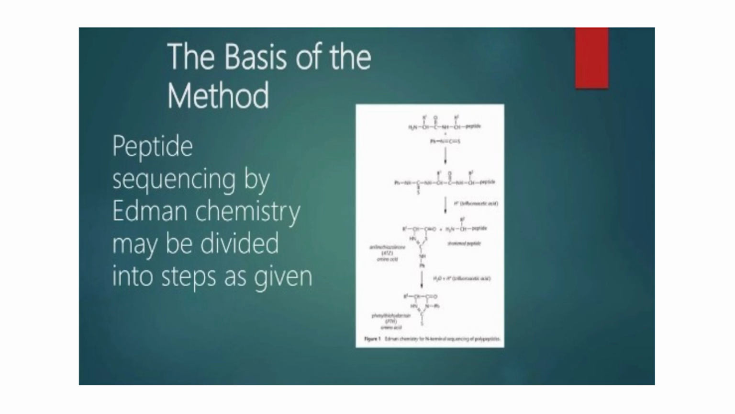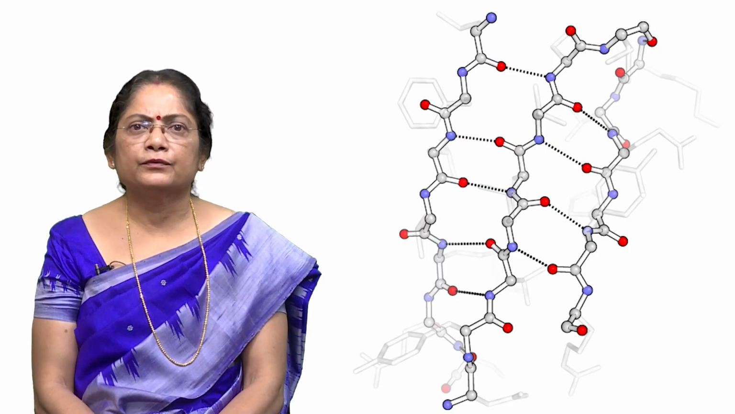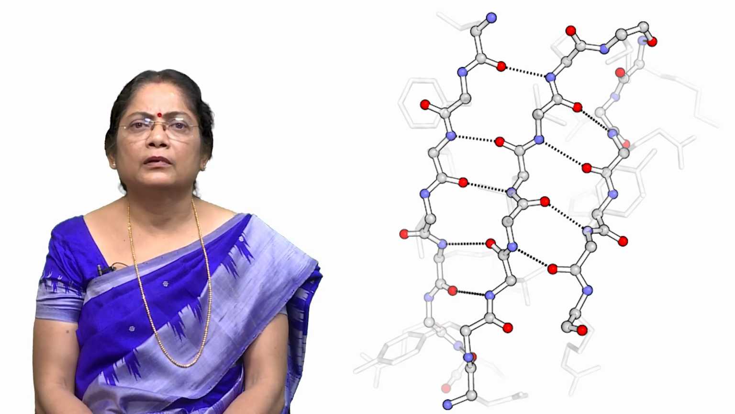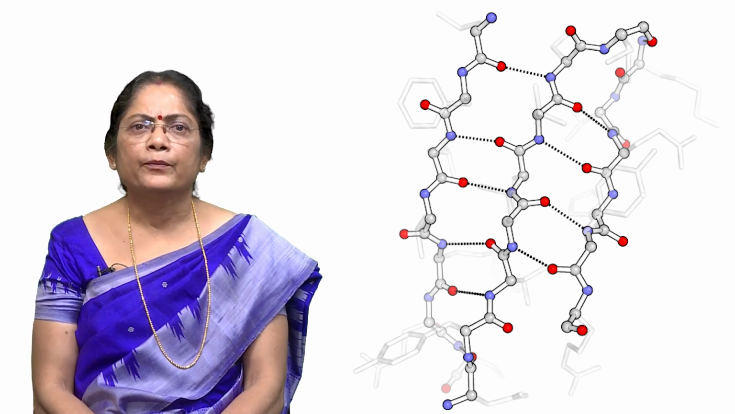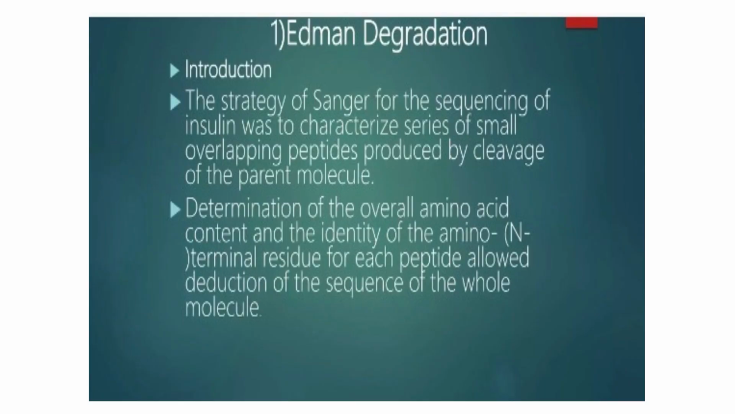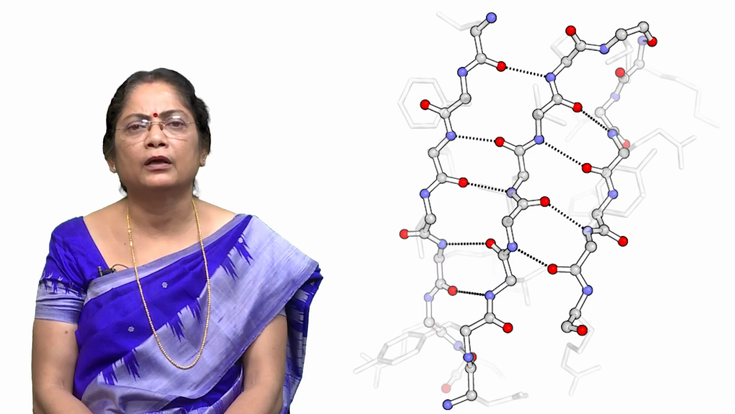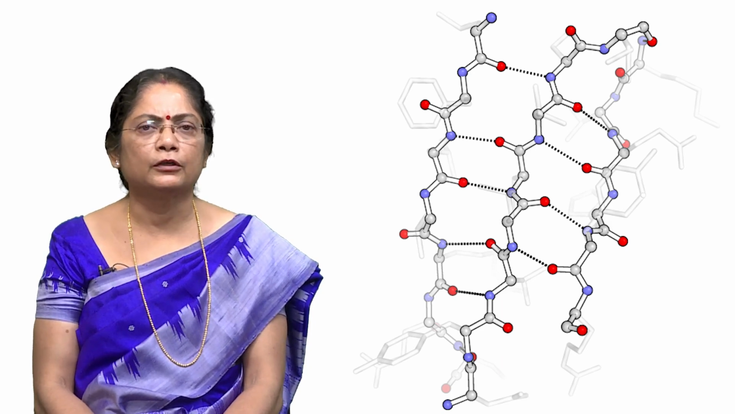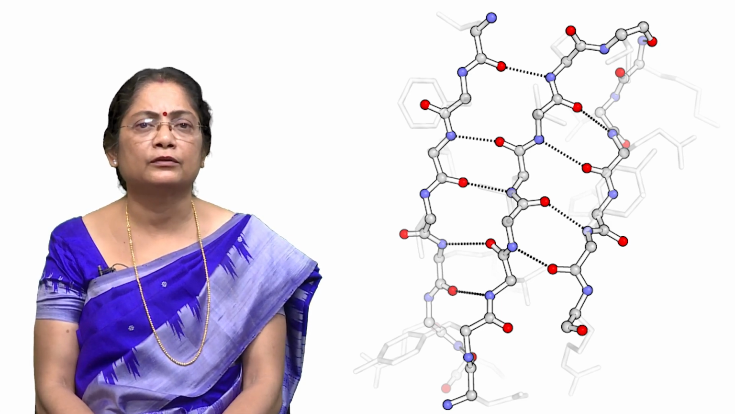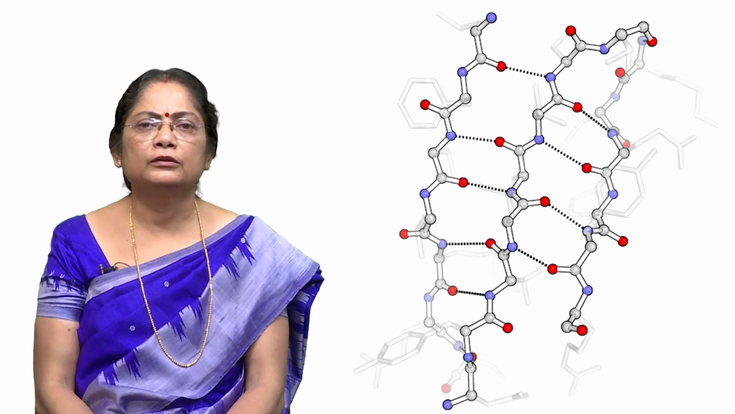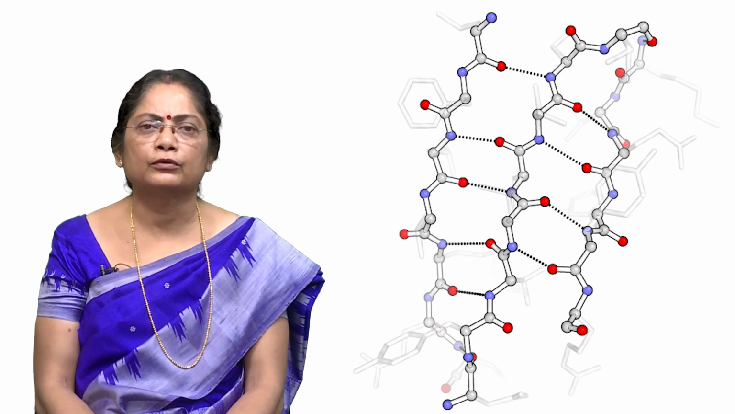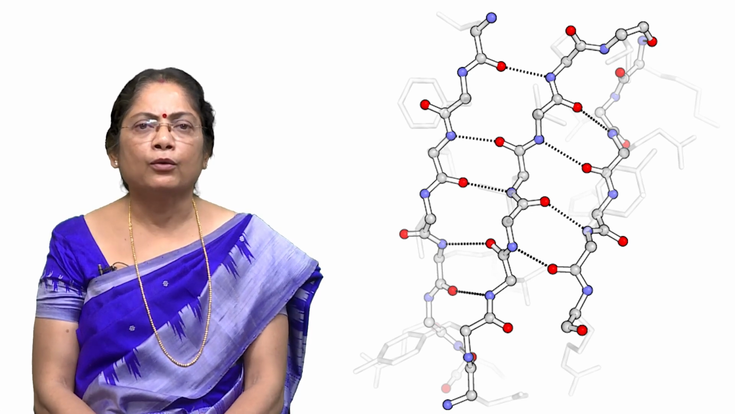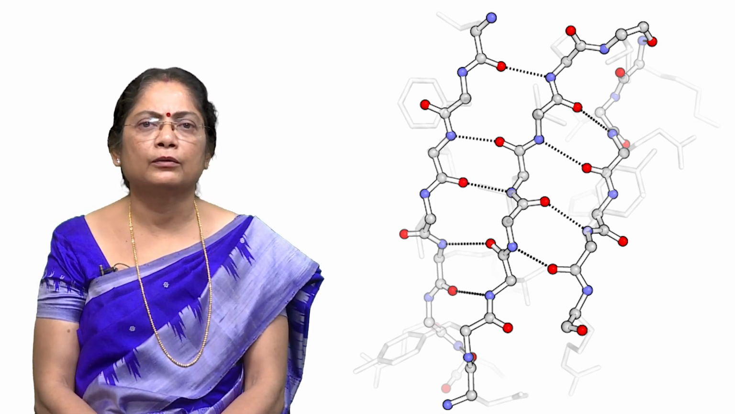Now, what are these types of steps? The strategy of Sanger sequencing, which is also known as the Edman degradation method. The strategy of Sanger for the sequencing of insulin was to characterize a series of small overlapping peptides. If we go with overlapping peptides, we can arrange them. If we get only peptides, it is very difficult to arrange the sequence of the amino acids, so the arrangement should be overlapping so that we can get the whole sequence of amino acids in a particular polypeptide.